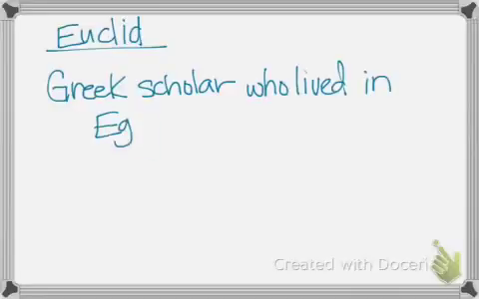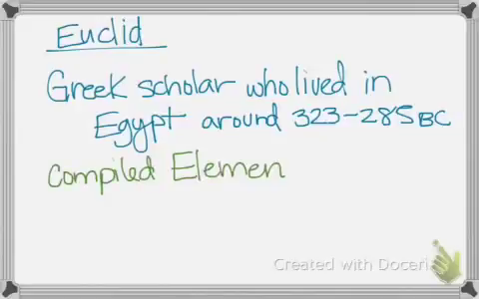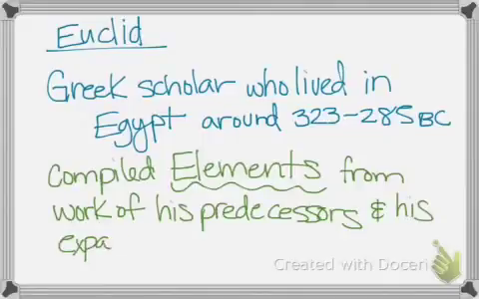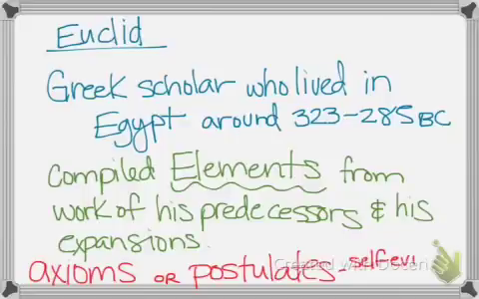We're going to talk about Euclid. Euclid was a famous Greek scholar. He lived in Egypt around 300 BC. He compiled a collection of books called the Elements. Basically, he took the work of all of his predecessors, amended it, and added his expansions on everything. That is now a famous set of works compiled by Euclid.